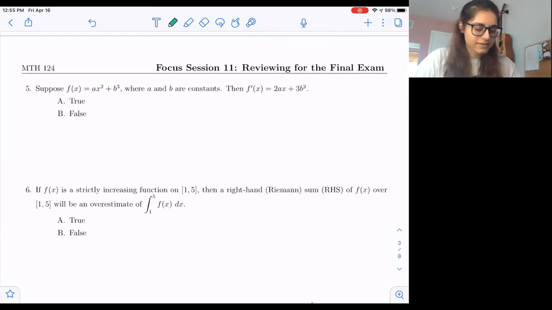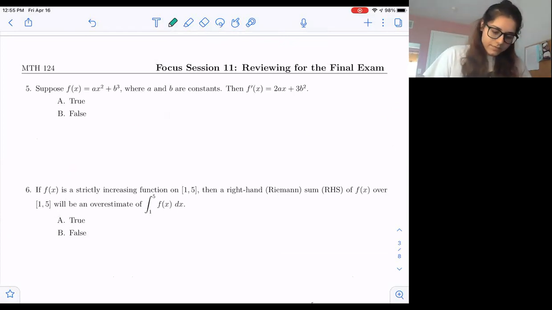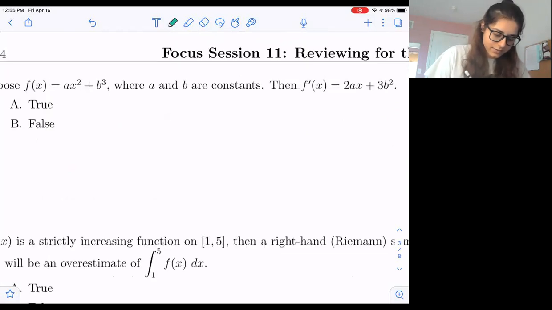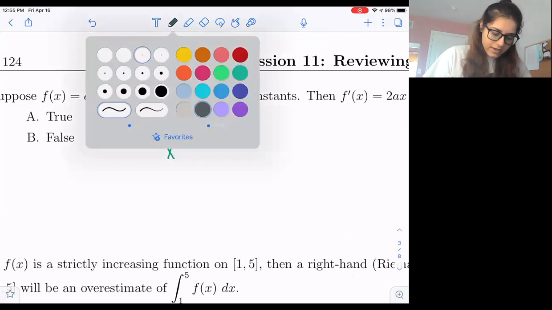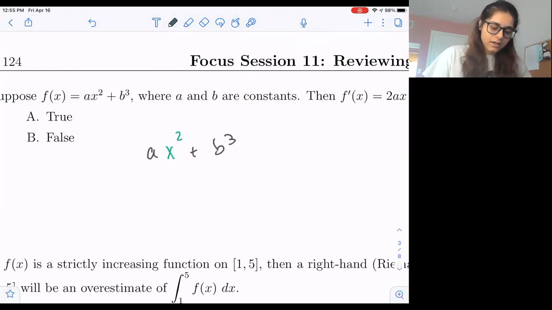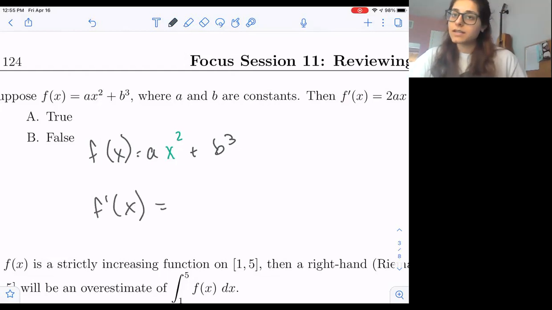Okay, suppose f of x equals a x squared plus b cubed, where a and b are constants. Then f prime x equals 2ax plus 3b squared. Basically we want to take the derivative of f of x. What's important here is, I'm going to draw it kind of differently. We have a x squared plus b cubed. We're taking the derivative with respect to x. This is the original function. We want to take the derivative with respect to x. So a and b are constants.